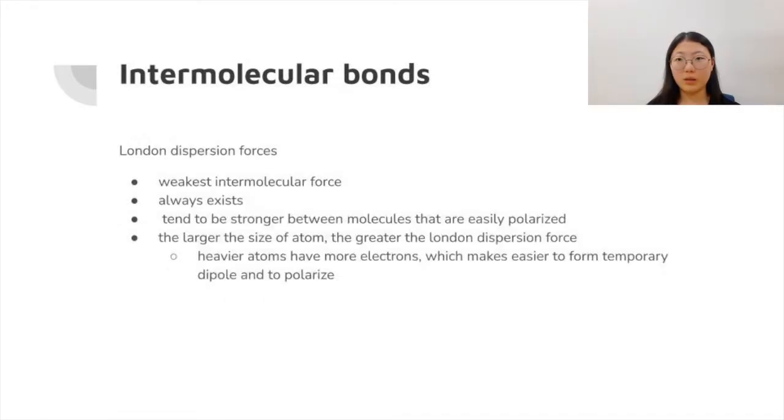Intermolecular bonds. London dispersion forces are the weakest intermolecular forces that always exist. This force tends to be stronger between molecules that are easily polarized. The larger the size of an atom, the greater the London dispersion force is. This is because the heavier atoms have more electrons, meaning that the valence electrons are further away from the nuclei, which makes it easier to form temporary dipoles and to polarize.